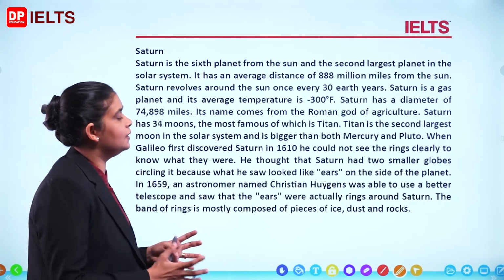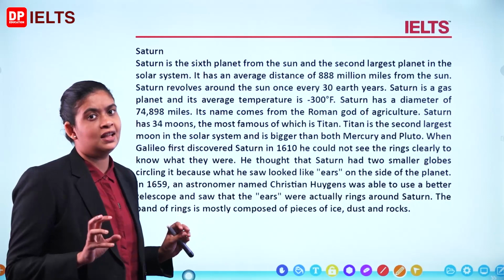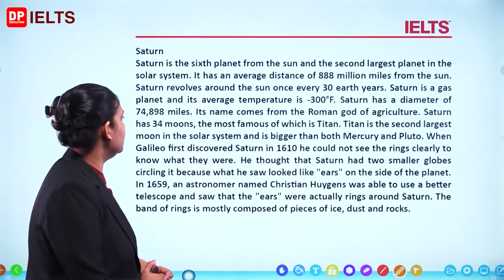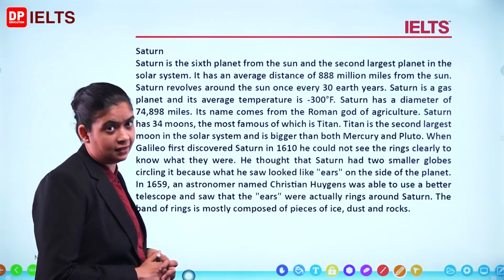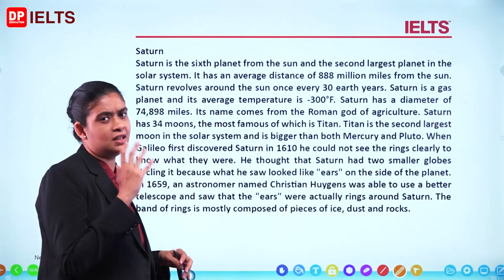Saturn වල හඳවල් 34ක් තියෙනවා. Famous වෙන්නේ Titan වලට. Titan කියලා කියන්නේ solar system එකේ තියෙන second largest moon එක. හැබැයි bigger than both Mercury and Pluto. දෙකටම වඩා ලොකුයි. So when Galileo first discovered Saturn in 1610, he could not see the rings clearly to know what they were. හරියටම rings මොනවාද කියලා බලන්න බැරි වුණා.